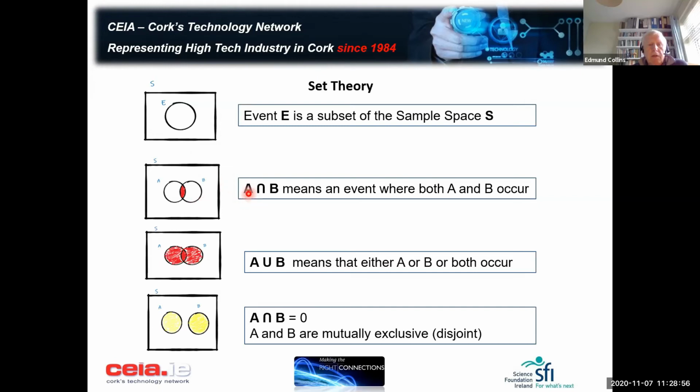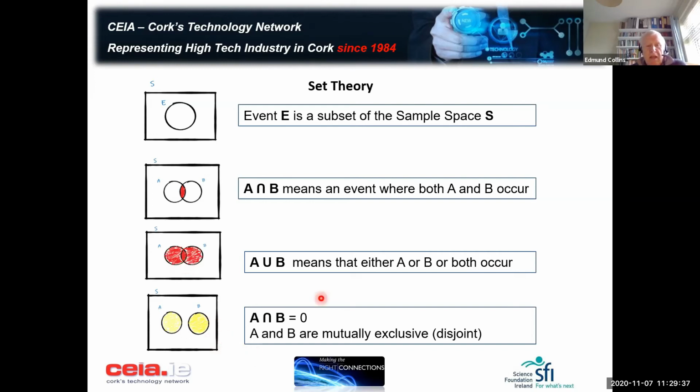So here we have this designation. You should all be familiar with this from set theory, but it's A intersection B. It's this shaded part here, meaning an event where both A and B occur. And then this designation, A union B, means that either A or B or both will occur. So it's all shaded there. So you can have A or B or both occur.